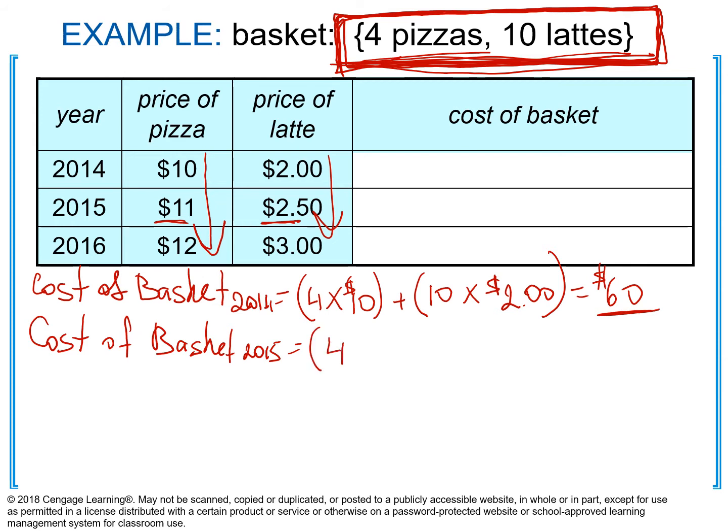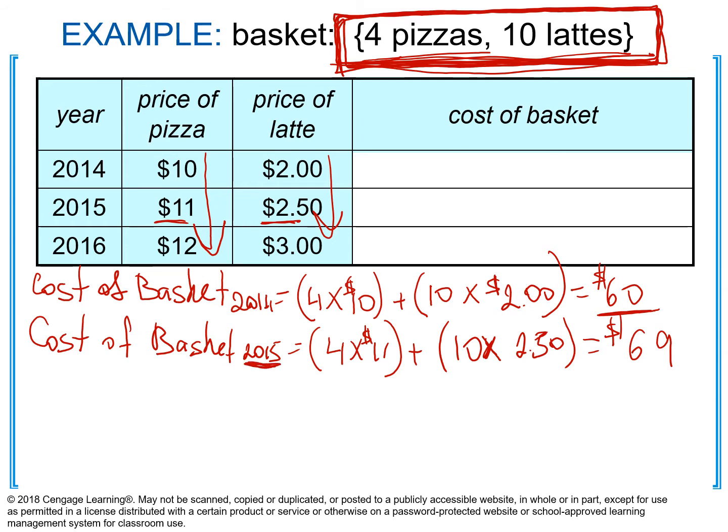So we have 4 pizzas that we bought. Now the price of pizza is $11, plus we have 10 lattes that we purchased, the typical consumer purchasing, and we paid $2.50 for each latte. And if we're going to calculate it, the typical consumer basket cost in year 2015 is already going to be $69.